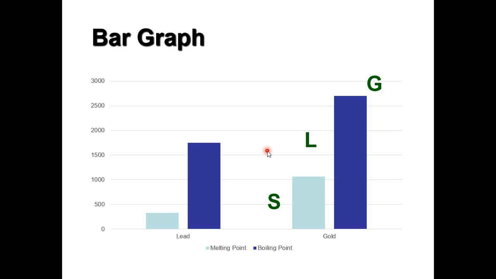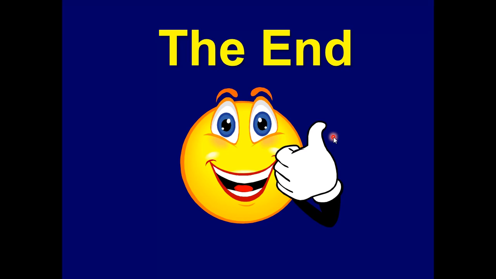So for gold, if the temperature is 200 degrees, it's going to be a liquid. And for lead, if the temperature is 500, again, it's going to be a liquid. But if it was 2000, it would be a gas. So that's how you read these. If you use little tricks like this, it makes it pretty simple to read. Hope this helps you.